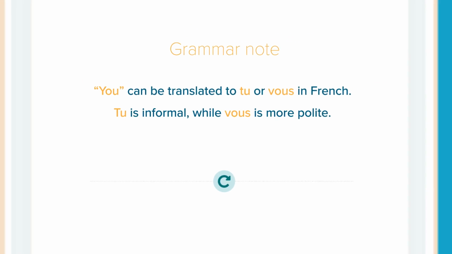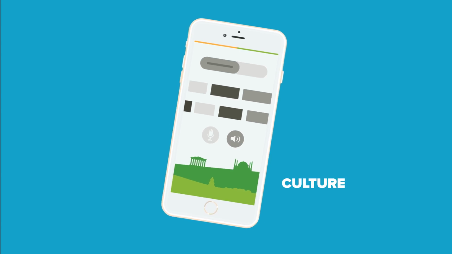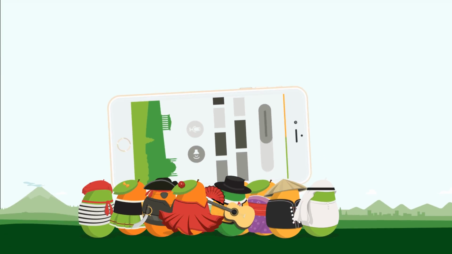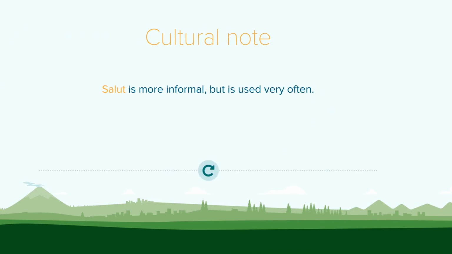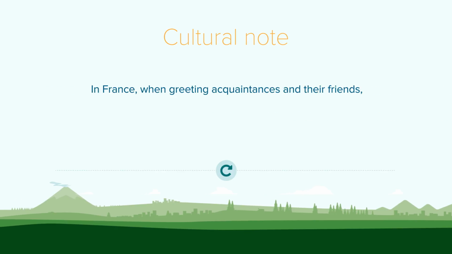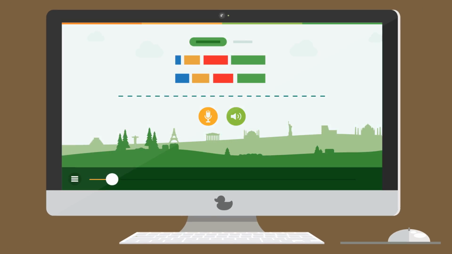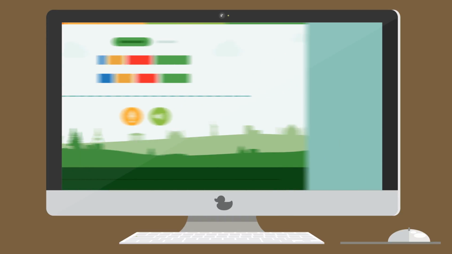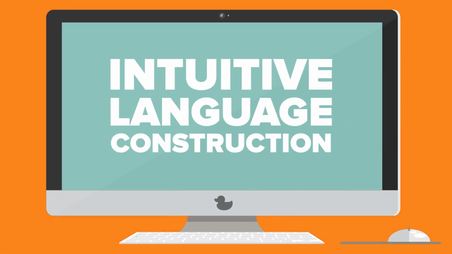The final component of intuitive language construction is culture. Lots of other language learning tools ignore this, but it's absolutely critical to successful communication. Our cultural insights help you to understand the expectations, customs, and etiquette of the native people and skip the uncomfortable misunderstandings. That covers the 4 conversational language components, but it's not the only thing that's remarkable about intuitive language construction.